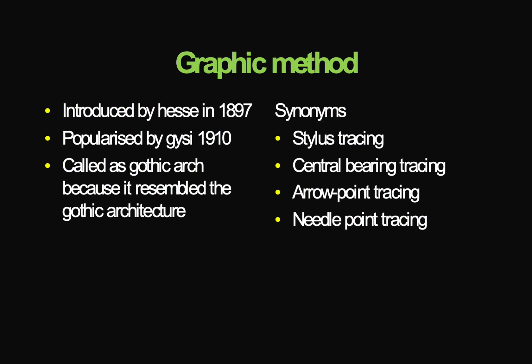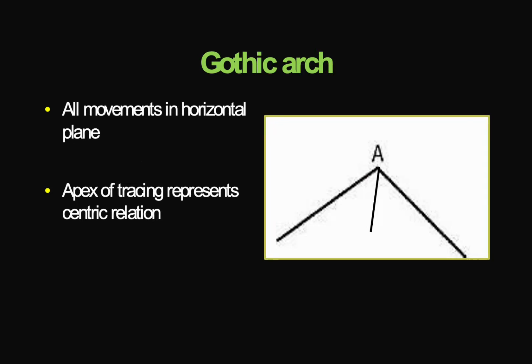Coming on to the graphic method, this method was introduced by Hesse in 1897, later popularized by Gysi in 1910, and it is also called Gothic arch tracing because it resembles Gothic architecture. The synonyms for this method are stylus tracing method, central bearing tracing method, needle point method, arrow point tracing. All movements are recorded in the horizontal plane, hence we obtain an arrowhead-like tracing.